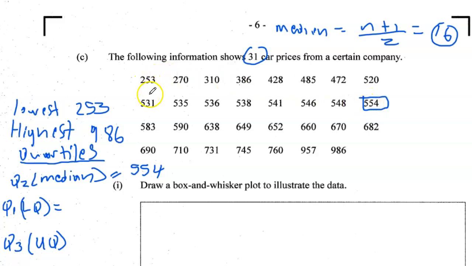To the left of 554 there are 15 numbers. The median of these 15 numbers is at position 15 plus 1, which is 16, and 16 divided by 2 is 8. So the middle number for the bottom 15 values to the left of 554 will be the 8th number. 1, 2, 3, 4, 5, 6, 7, 8. That's 520.